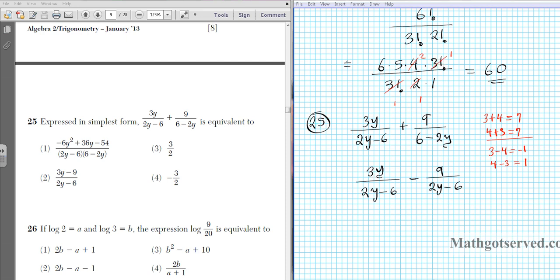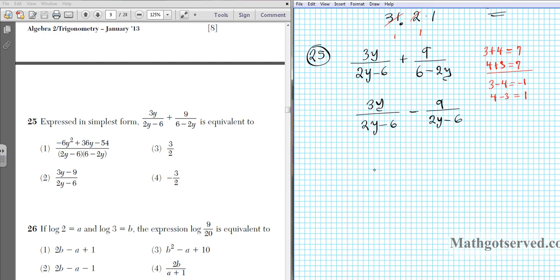Okay, now the denominators are the same, so let's go ahead and write it as 1 over 2y minus 6. Combine the denominators, and the numerator will have 3y minus 9. Okay, now let's see. Can I factor out anything from the top and the bottom? Okay, so on the top, it looks like I can take out a 3. So I factor out a 3.